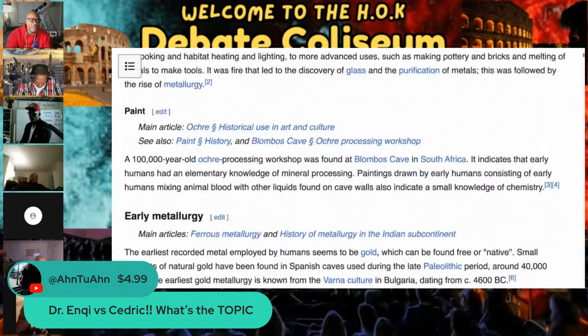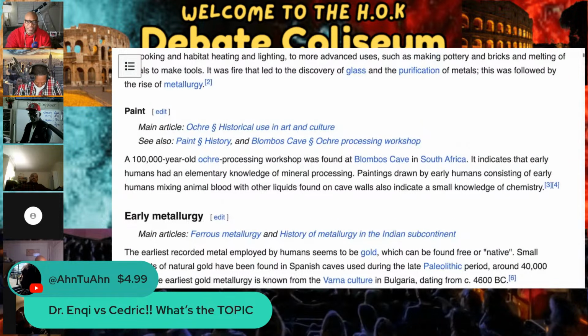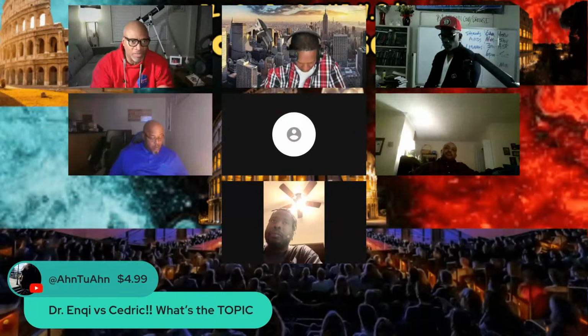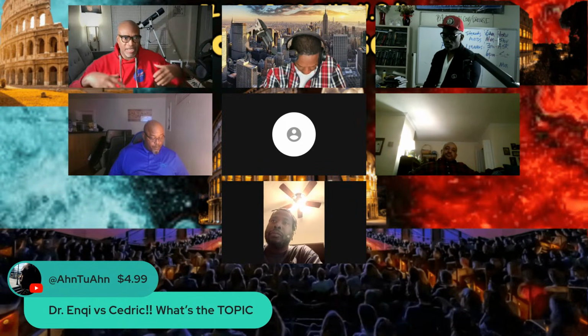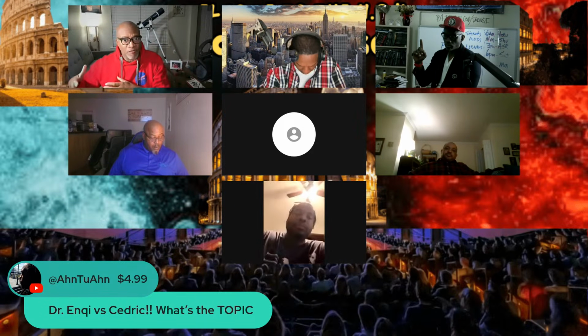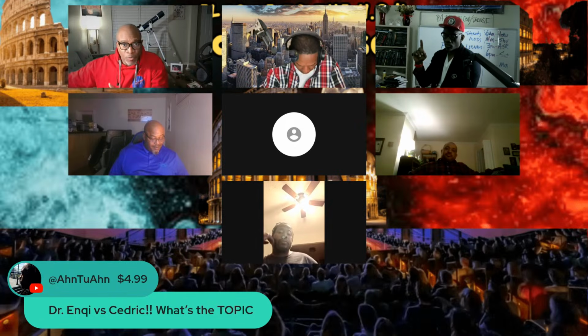Here, paint. A 100,000-year-old ochre processing workshop was found at Blombos Cave in South Africa. It indicates that early humans had elementary knowledge of mineral processing. It said paintings drawn by early humans consist of early humans mixing animal blood and other liquids found in the cave walls, which also indicated some knowledge of chemistry, right? And I talked about this in my presentation that I did earlier. And these things were representative of symbolic thought, right? Which would later on lead all the way to monotheism. We can fill a space in the middle.